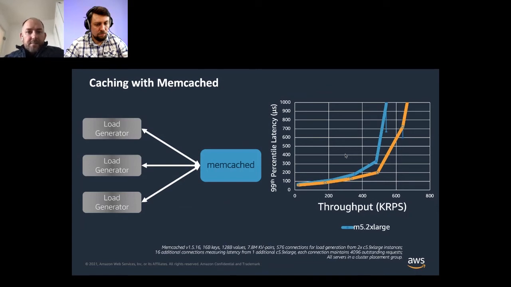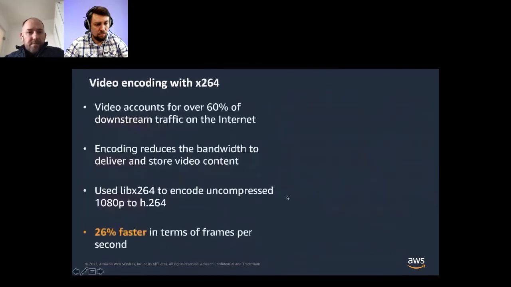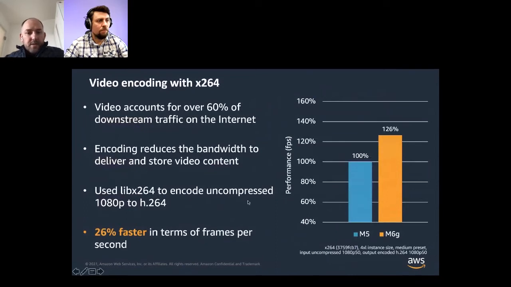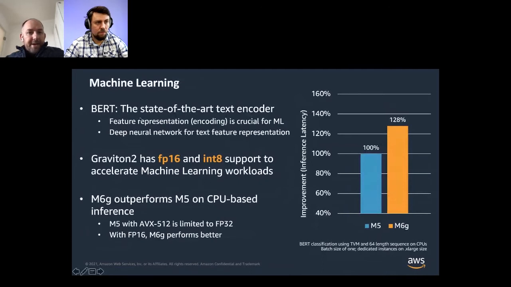Video encoding, x264, 26% better in terms of frames per second being encoded. Machine learning, this model, BERT, text encoder, widely used for natural language processing. Graviton 2 has FP16 and INT8 support to accelerate machine learning workloads, 28% better performance.